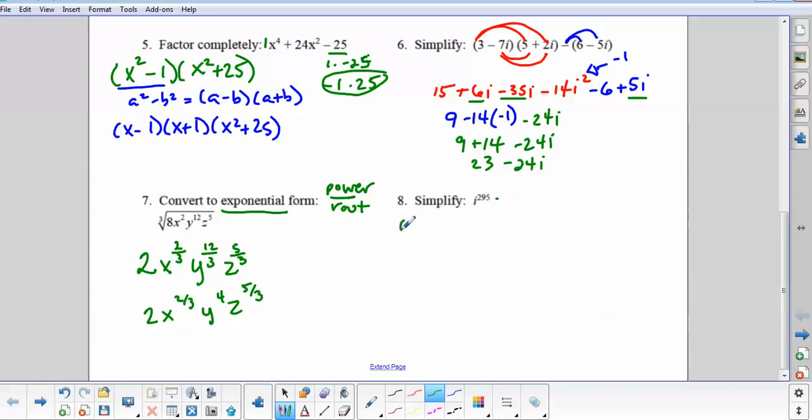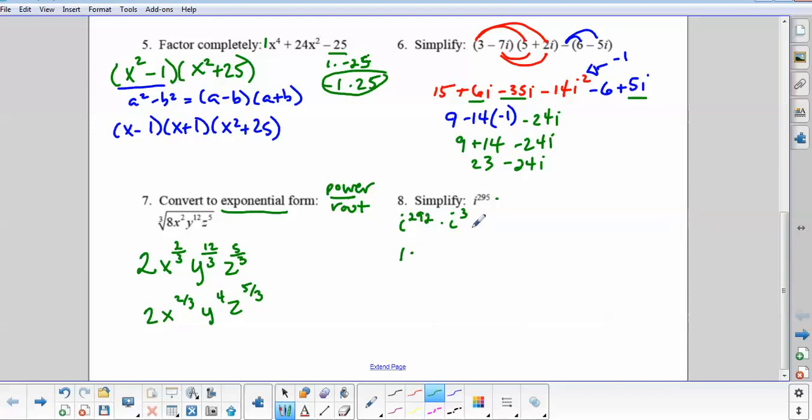So I could say that this equals i to the 292 times i to the 3. Now any i that's raised to a power that's a multiple of 4 is going to be 1, because i to the 4th is 1. So 1 is going to go away.